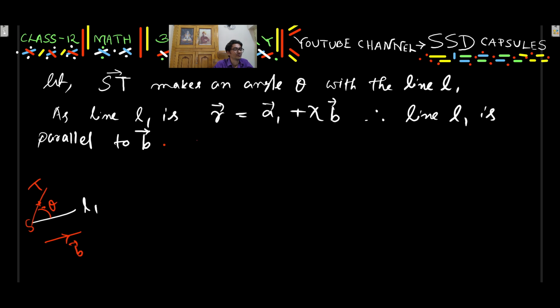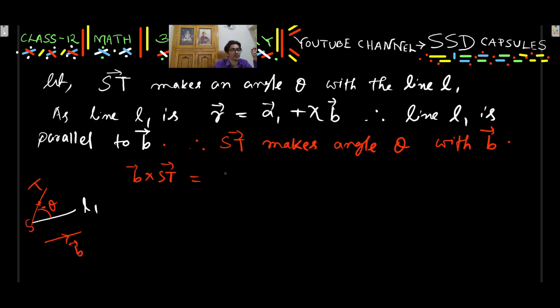So therefore ST vector makes angle theta with B vector. Now we will consider the cross product of B vector and ST vector. B vector cross ST vector means what? B vector magnitude, ST vector magnitude, sin theta, n cap.